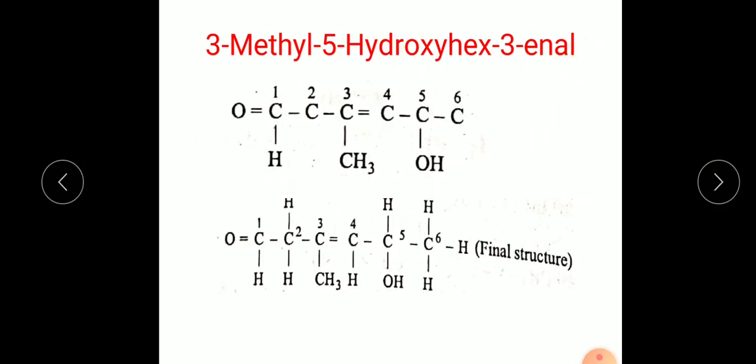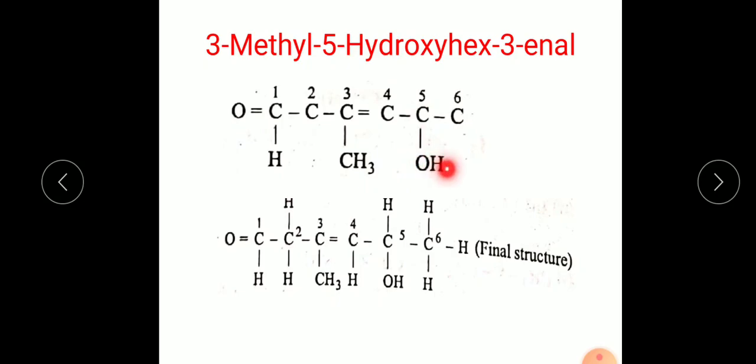Now after that we'll try to place the other functional groups, the substituent as well as the last suffix. Say, for example, 3-methyl, that means at the 3 carbon atom we have got a methyl, so this is the 3 carbon atom, methyl. At 5 we have got hydroxy. Hydroxy means OH, so this is carbon number 5, we place OH.